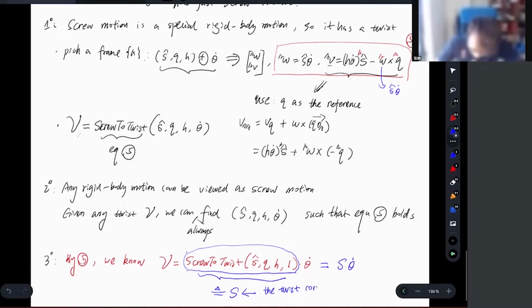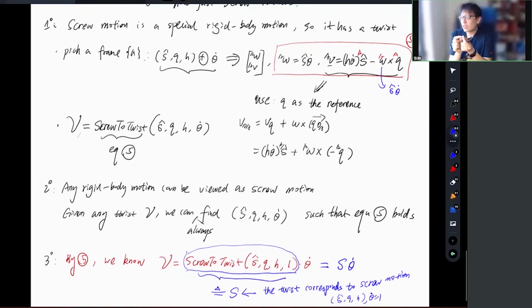that corresponds to the screw motion characterized by S hat, Q, H, and theta dot equal to 1 unit speed. If you have a screw axis, that means rotating coupled with a linear motion. If you rotate at angular speed 1, or unit speed, that will have a corresponding twist. That twist we can call a screw axis as well.